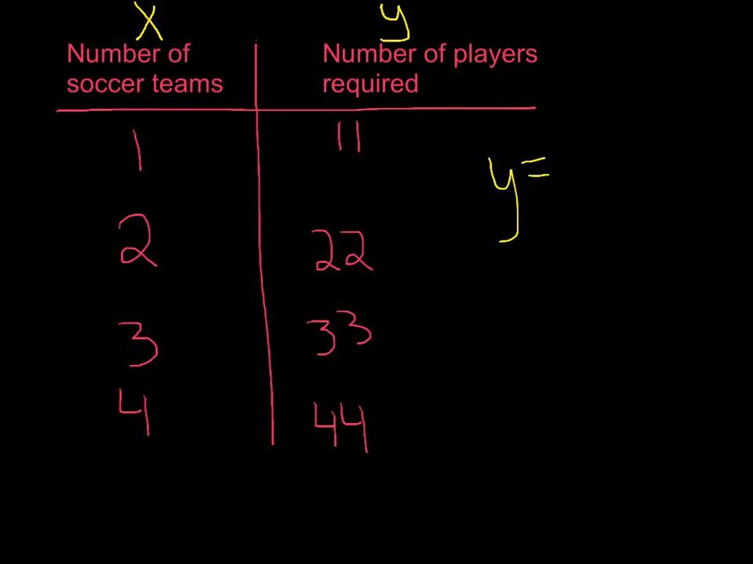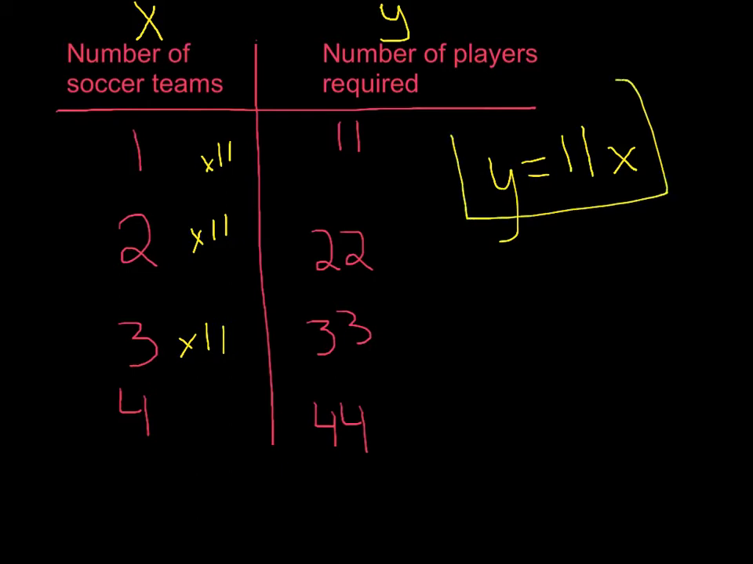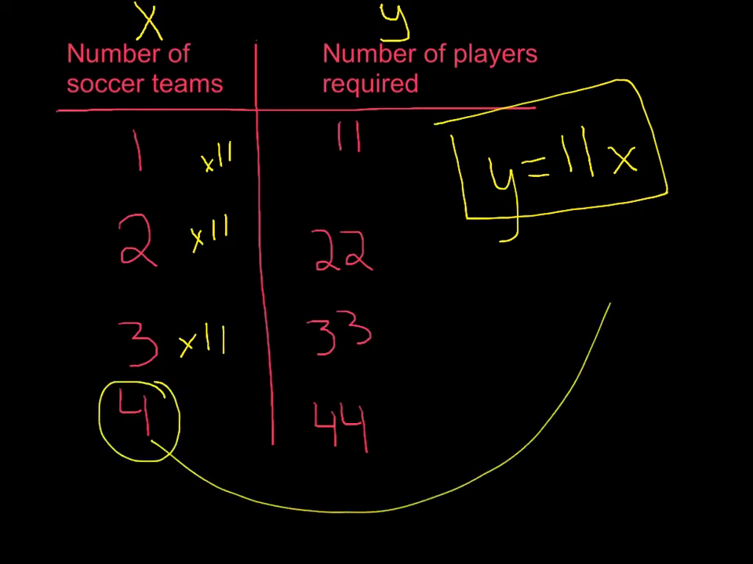Well, we take our x values, and it looks like we're just multiplying by 11, since it's 11 players per team. So to get our y values, we take our x values and multiply them by 11. So here we have a function rule that explains this relationship. Anytime we plug in an x value, 11 times 4 is 44, we get our y value.